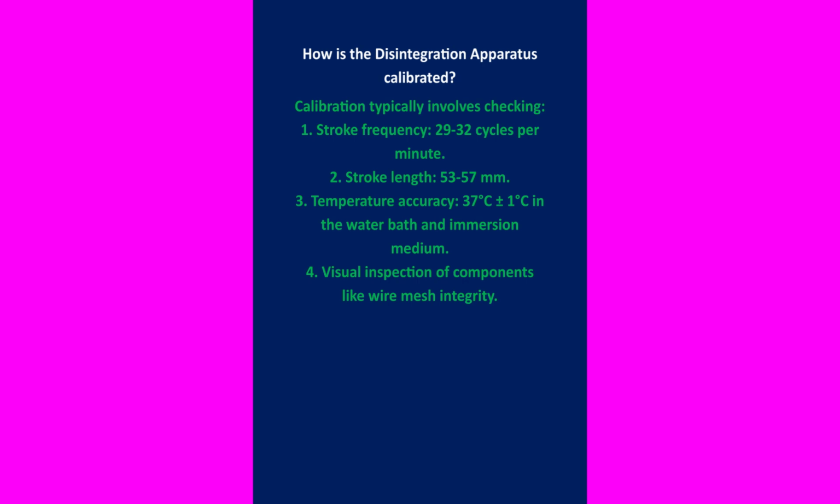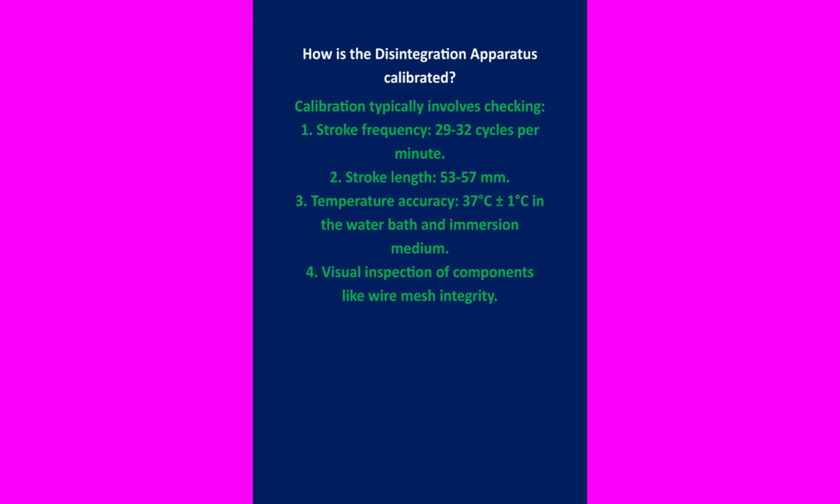What is the difference between disintegration and dissolution? Disintegration measures how quickly a dosage form breaks apart into smaller fragments. It is a physical breakdown. Dissolution measures the rate and extent to which the active pharmaceutical ingredient dissolves from the dosage form into the surrounding medium. It's a chemical process that often follows disintegration.